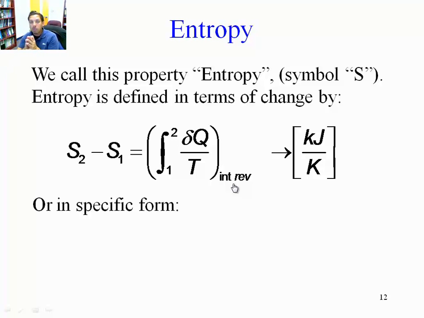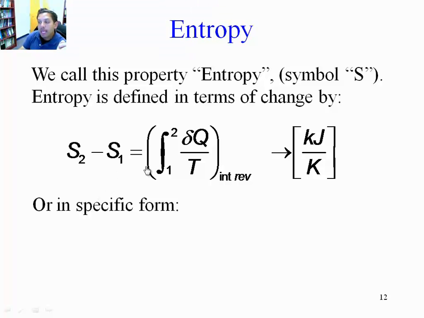We know that processes might be completely reversible or just internally reversible. That means that processes could be irreversible, but we limit those irreversibilities to the boundaries. Internally, we keep them reversible. And that is the case for this definition. The integral from state 1 to state 2 of dq over T is equal to the change in entropy, S2 minus S1.